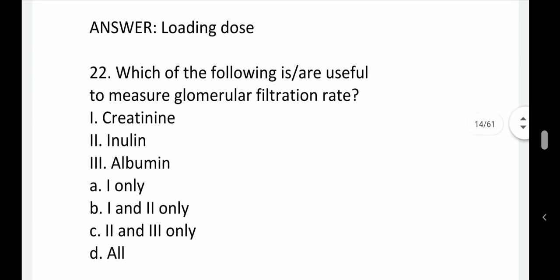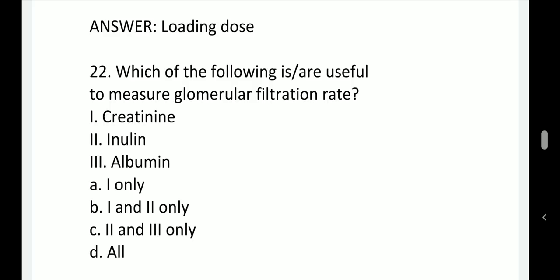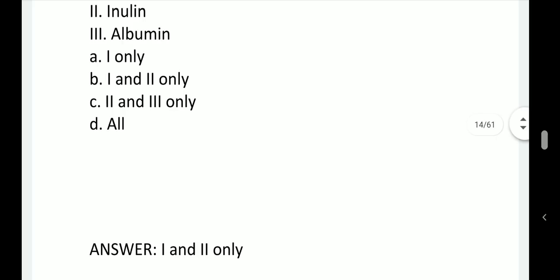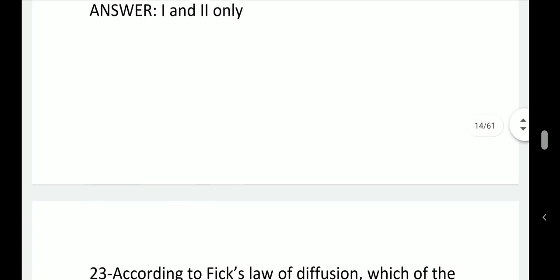Question number 22. Which of the following is or are useful to measure glomerular filtration rate? 1. Creatinine. 2. Inulin. 3. Albumin. Option A, 1 only. Option B, 1 and 2 only. Option C, 2 and 3 only. Option D, all. Answer is option B, 1 and 2 only.